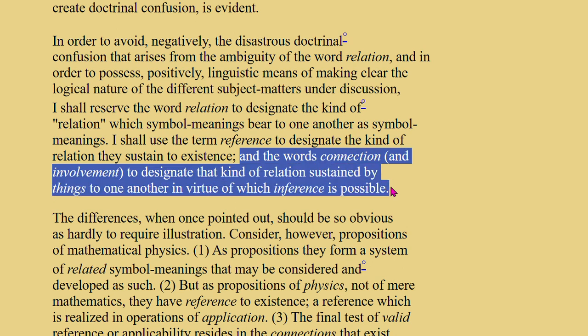And the words connection and involvement designate that kind of relation sustained by things to one another in virtue of which inference is possible. So clouds might have a connection to rain, might be involved in rain in some way, and therefore we make an inference. If we see a certain kind of cloud, a dark cloud, we infer that rain will be perceivable at some point in the near future. So that's connection, right?